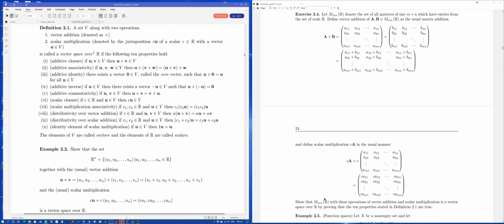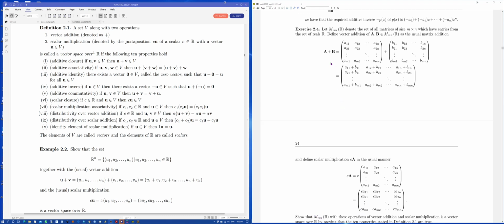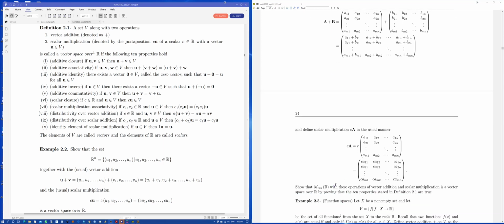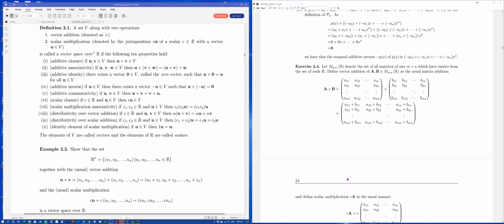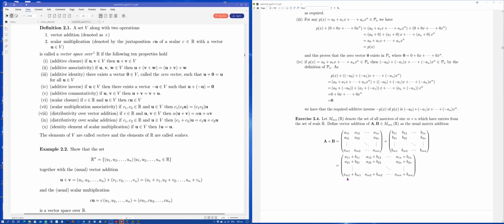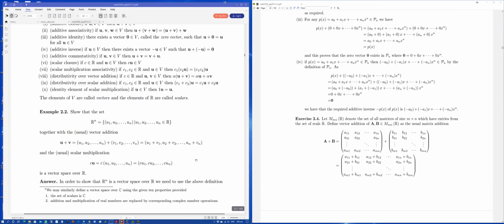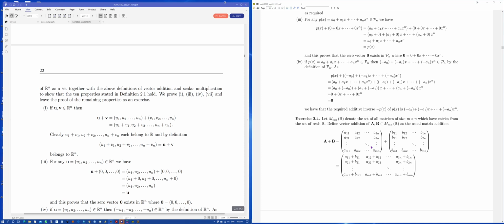Okay, so this set of all real matrices of size m by n, with this vector addition and with this scalar multiplication, will form a vector space. Okay, so you'll do the proof of that in tutorial, right? But really the idea is that the proof for these over here is similar to the proof for the Rn, right?